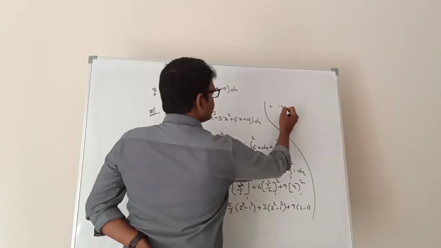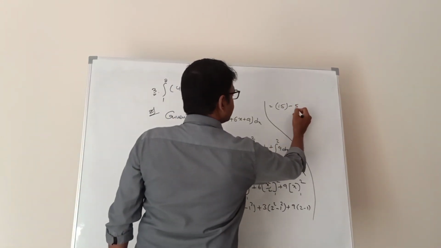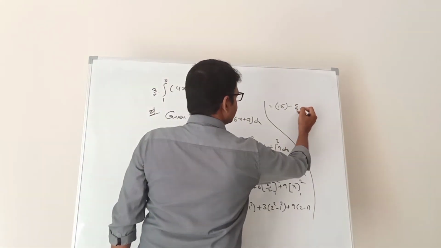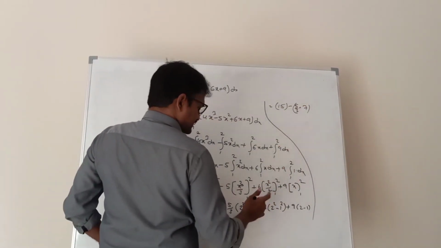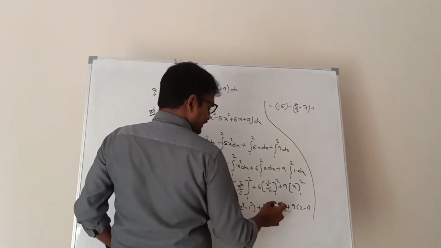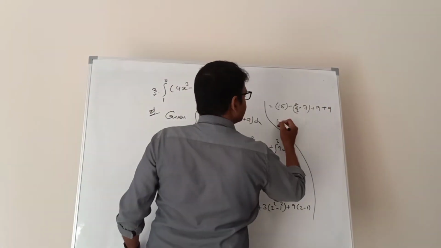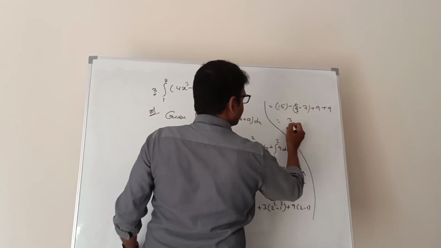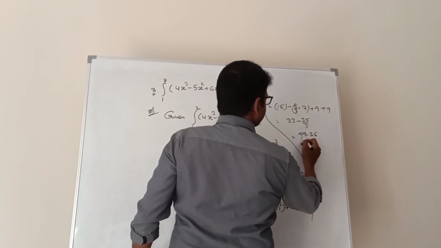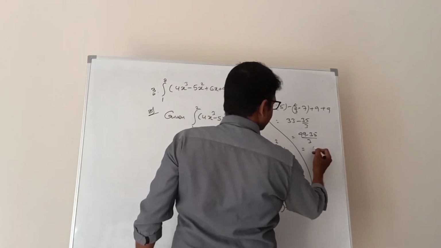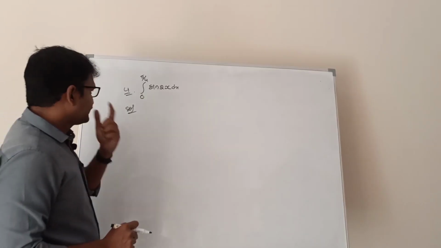16 minus 1, 15 minus 5 by 3 into 2 cube minus 1 cube. 8 minus 1, 7 plus 3 into 4 minus 1, 3. 3 into 3, 9 plus 9 into 1, 9. 15 plus 9, 24. 24 plus 9, 33 minus 35 by 99 minus 35 by 3. 9 minus 5, 4, 64 by 3. This is the value of the given function.